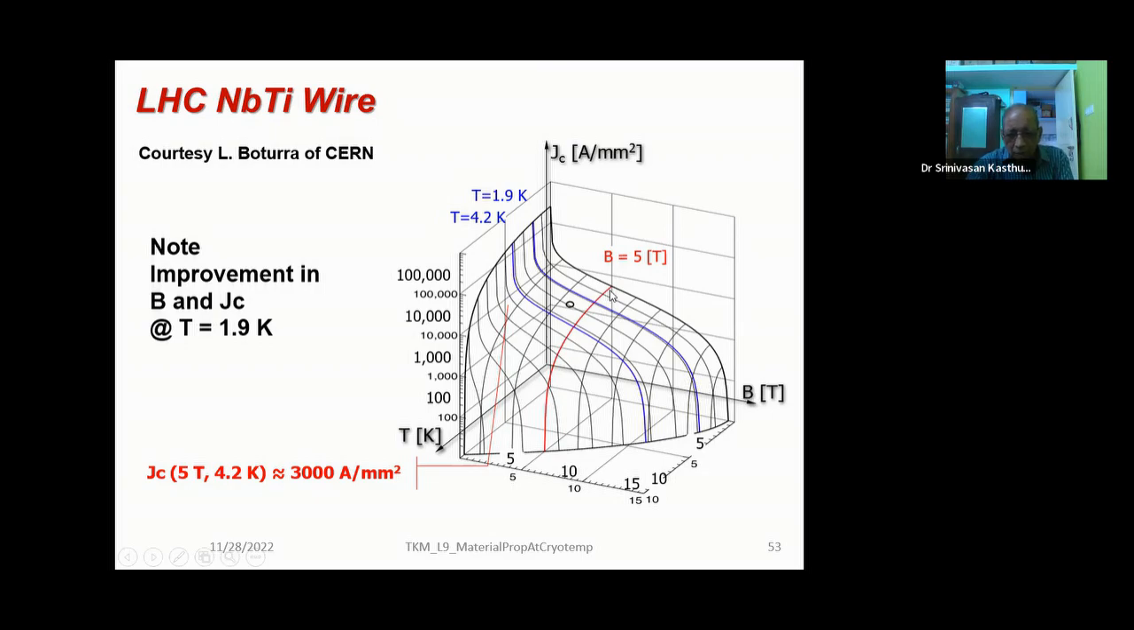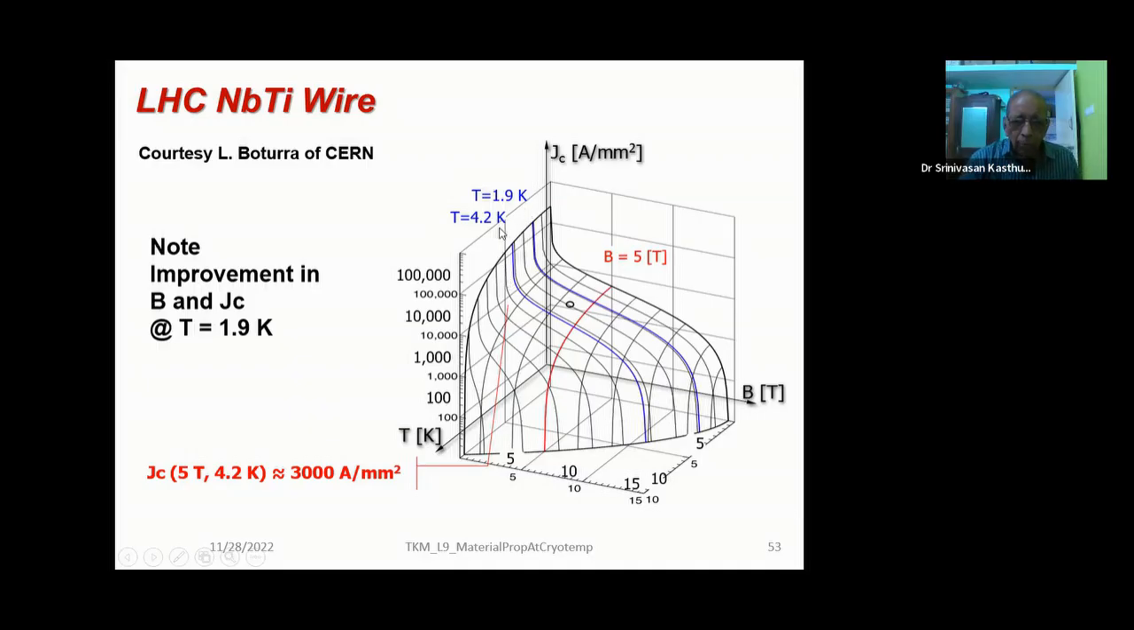Okay, this is the 5 Tesla here. So we have this 5 Tesla. For the 5 Tesla, if I operate at 4.2 Kelvin, that is here is the temperature. 1.9 is somewhere here, and 4.2 is somewhere here.